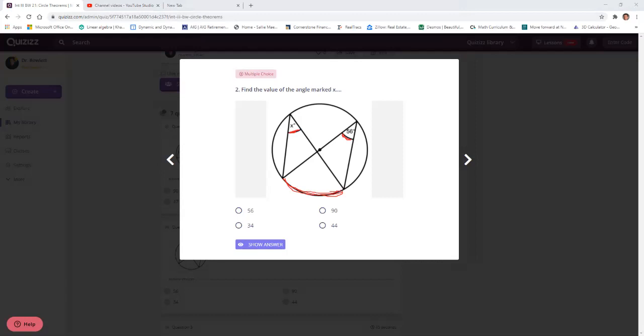Well, that means that these two angles have to be equal, right? Because they intersect the same arc. In other words, if this inscribed angle is 56, then if you double 56, you're going to get 112. So that means the arc is 112 degrees. And since x intercepts that arc, it's going to be half of the 112 degrees, which makes that 56. So the answer for number two, to make a long story short, is 56.